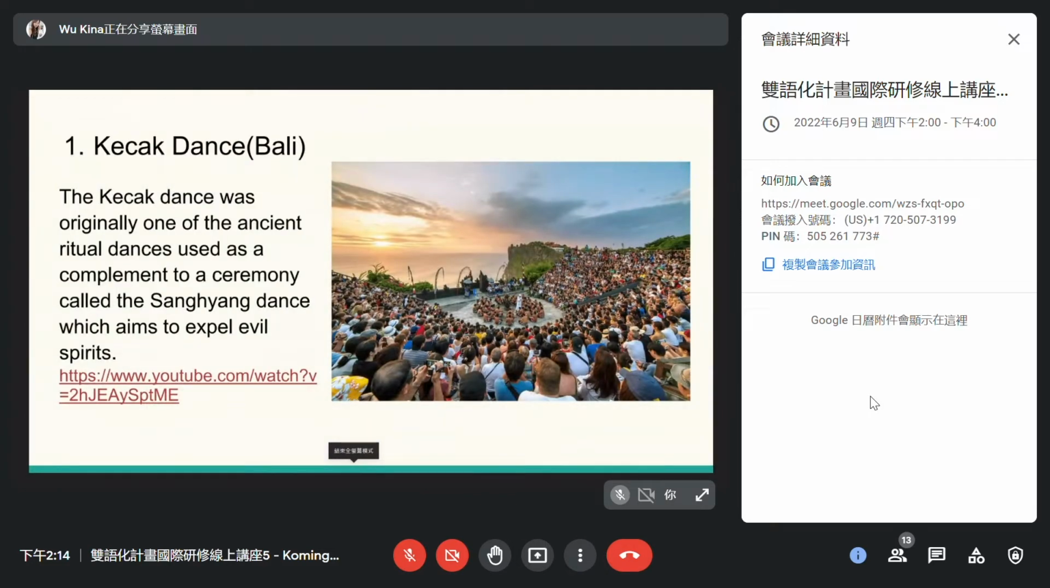Okay, so one of the performing arts recognized by UNESCO is the Kecak dance, which is very famous in Bali now because it's part of the tourist attraction. Many tourists who come to Bali watch these live shows in a few places, like the Uluwatu temple. Thousands of people gather there just to see this live show.